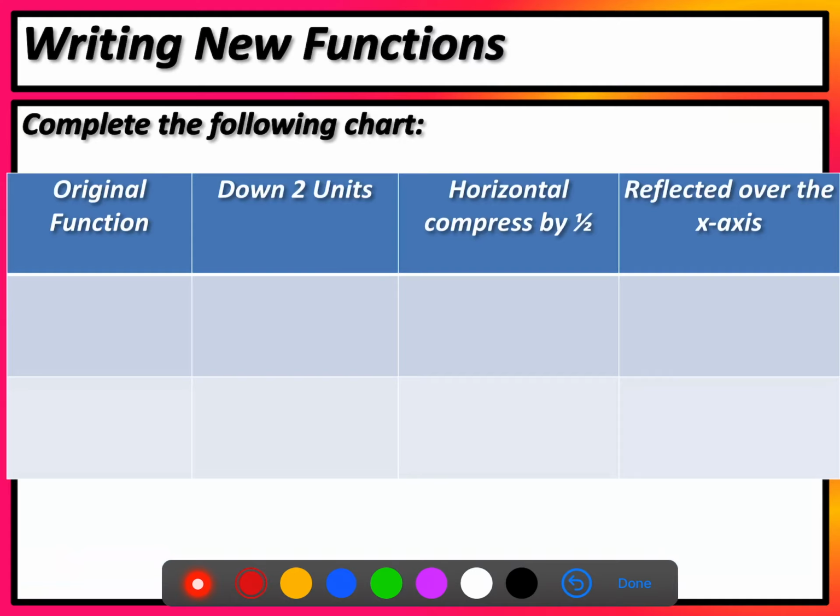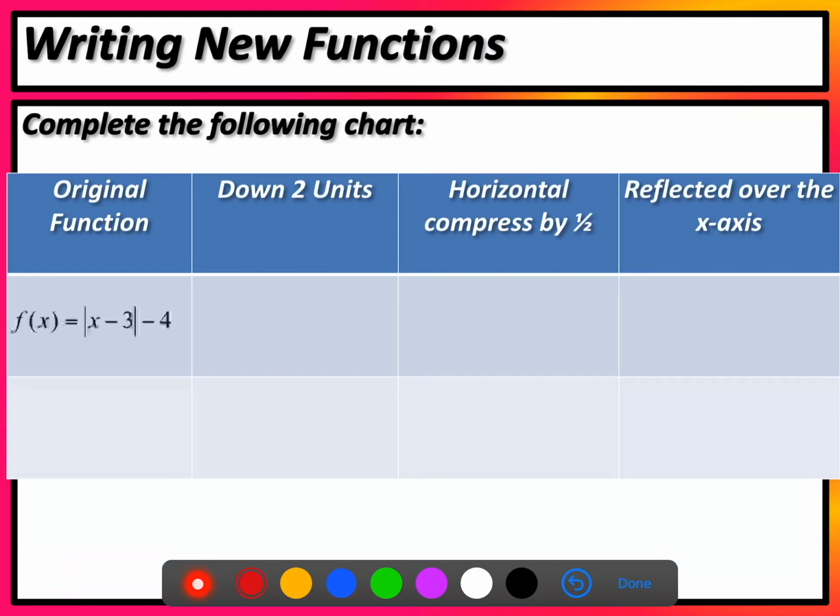Okay, let's try this again. Here's your original function. If you want to pause this and complete your chart, I highly recommend that so you can test your transformation skills. Move this down 2 units. That affects my k. So I'm going to be at a negative 6. If we go from negative 4 on the y-axis and you move it down 2 units, that's a negative 6.